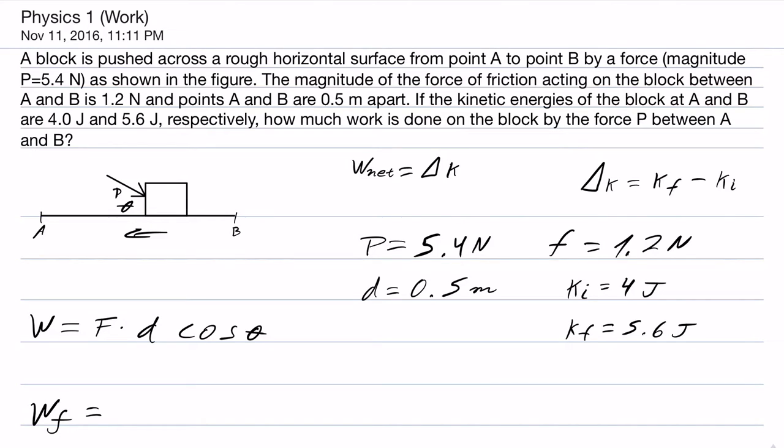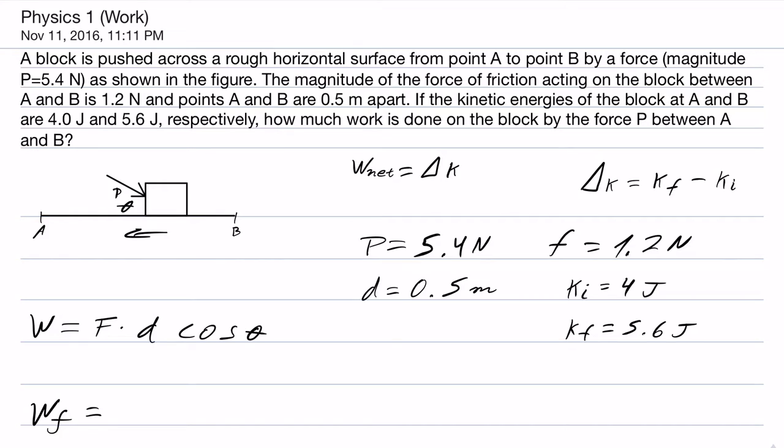Okay, so here we have a new physics problem that involves the concept of work. In this problem, we have a box that's been pushed across a horizontal surface that has friction. This box has been pushed by an external force identified as P. P has a magnitude of 5.4 newtons. There's also the force of friction that has a magnitude of 1.2 newtons.